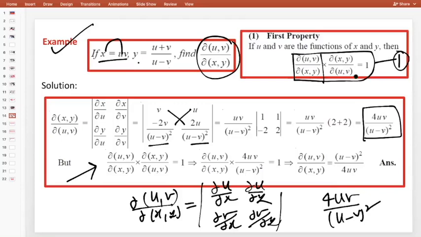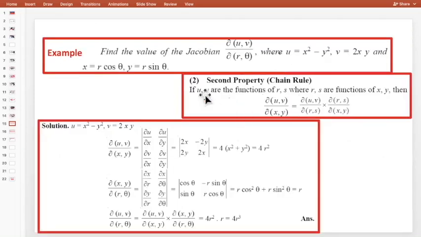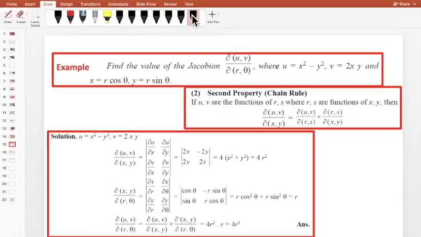You put here this value and multiply here with the 1. Just see, here we have put the value of del xy upon del uv, and once you do the cross multiplication you will get del uv upon del xy, right? So in this way we can use the property and find the solution very easily. Now we use the second property, the chain rule, right?